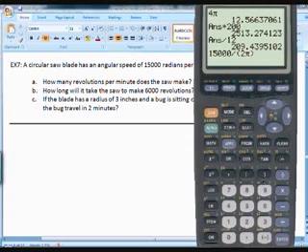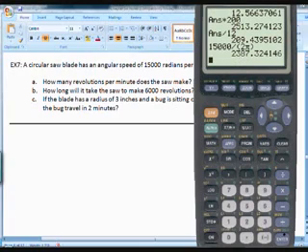Why did I put 2 pi in parentheses? If you just divided by 2 pi without parentheses, it would divide by 2 and then multiply the answer by pi. That wouldn't be right. 2,387 RPMs. There's the first answer.